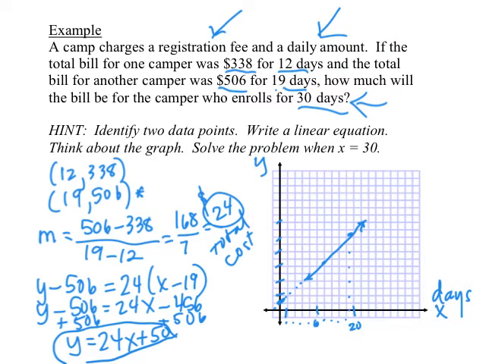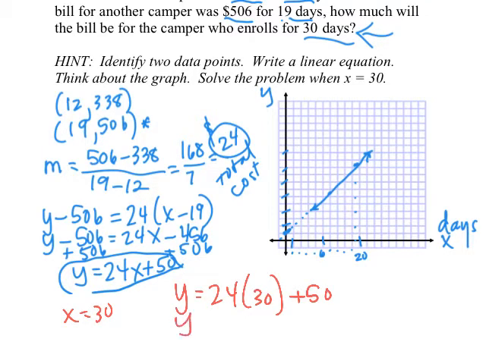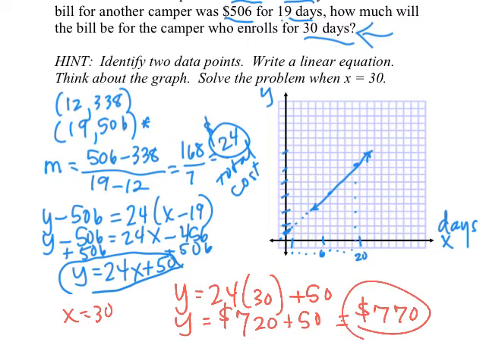All right, now we can answer the question. What will be the bill for a camper who enrolls for 30 days? So all I have to do is let x be 30. So y equals 24 times 30 plus 50. And you end up with y equals 720 plus 50, which is $770. And that's that. And if we continued out to 30, it should be up here at 700 sometime.